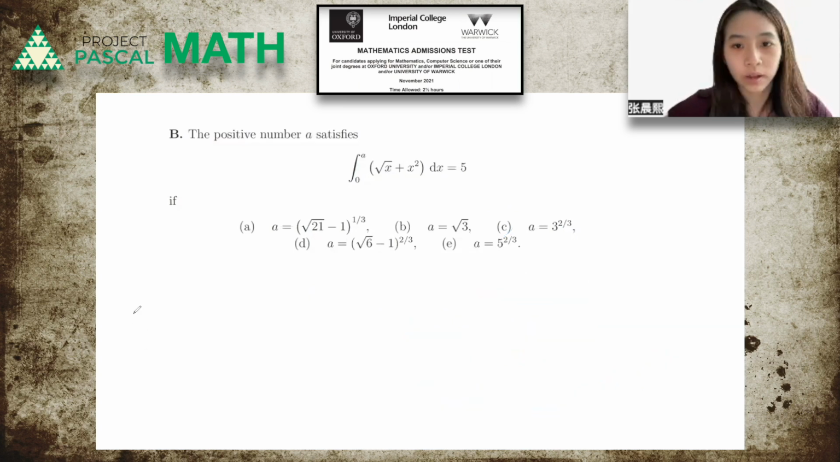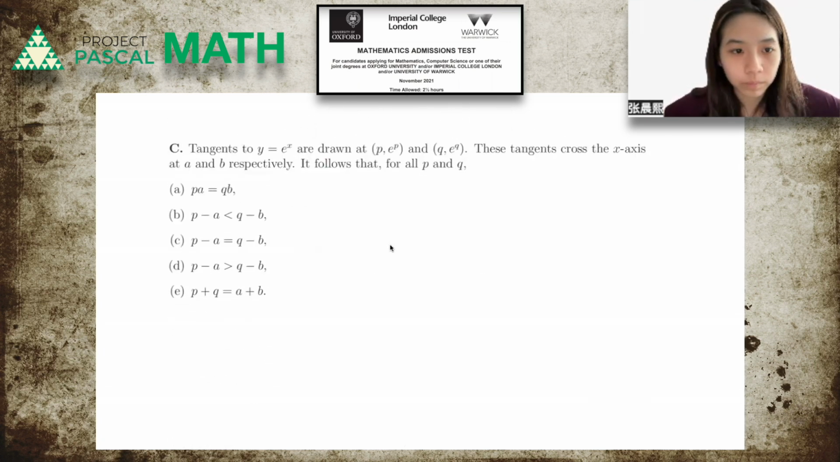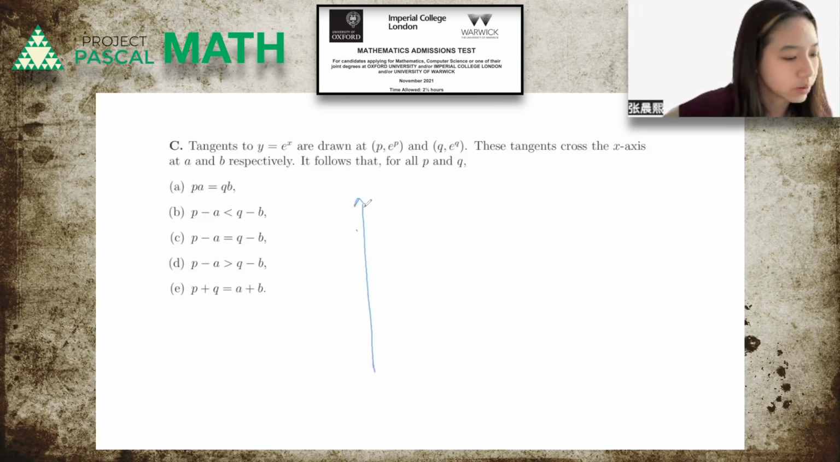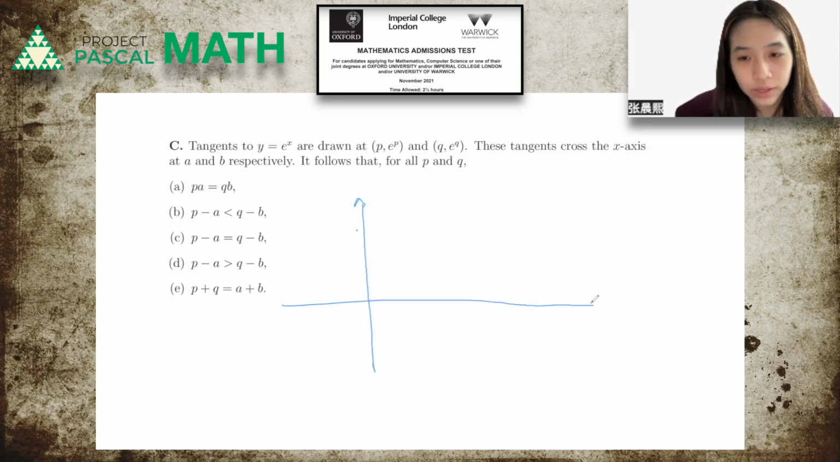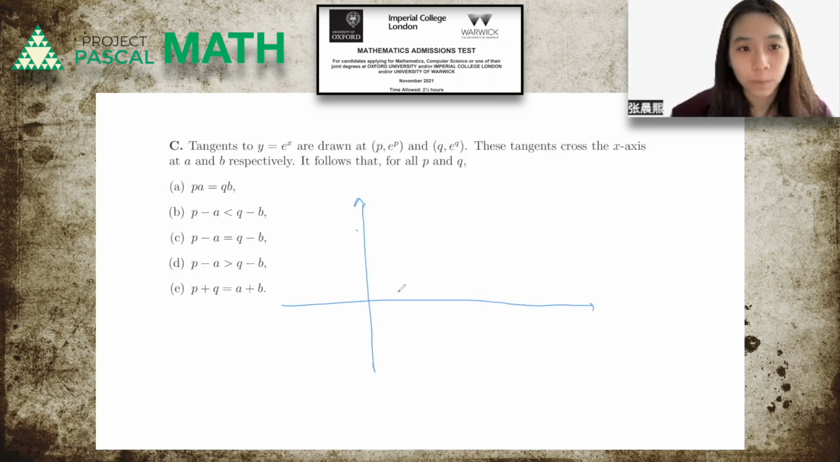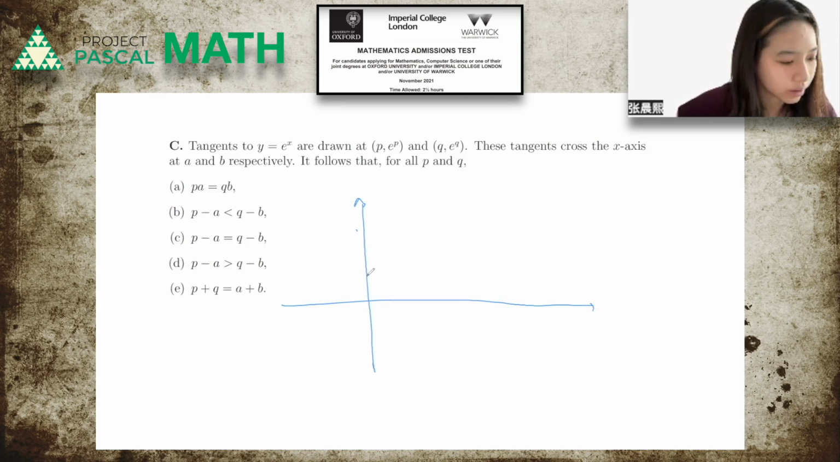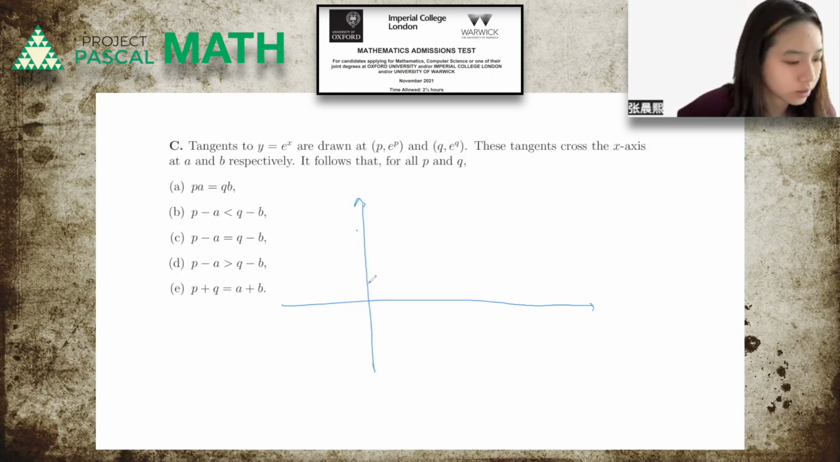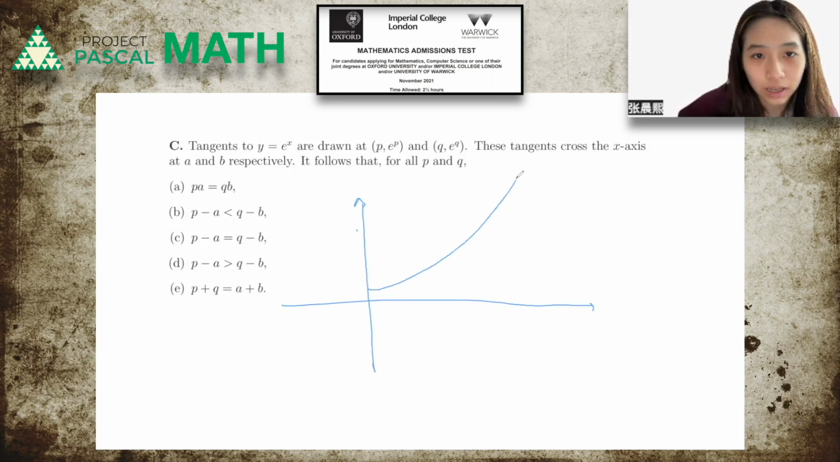Okay, moving on. The tangents to y equals e to the x are drawn. Okay, so firstly, we draw the graph. So we know when x equals 0, y equals 1. So it will be something like this. It's drawn at P and Q.